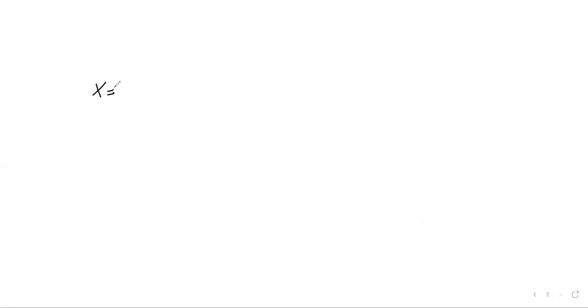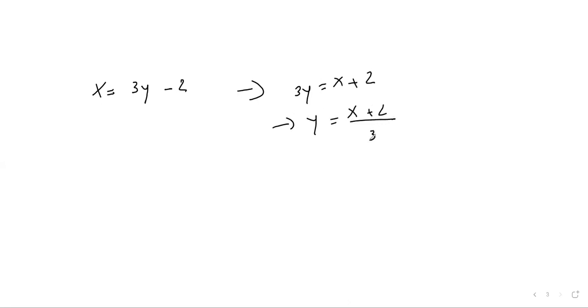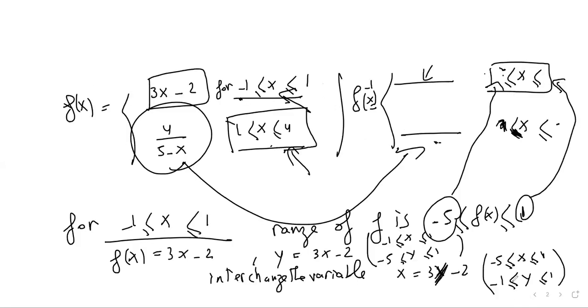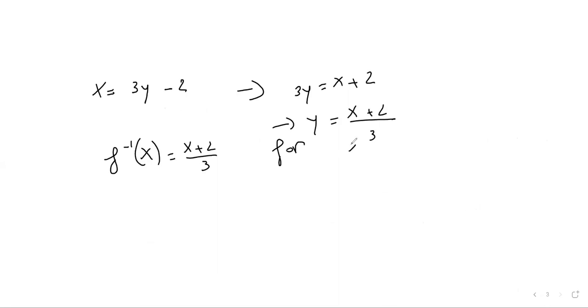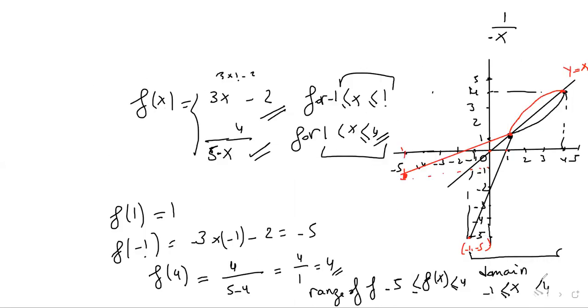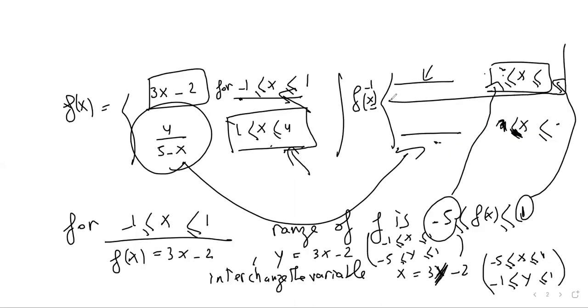Since I have x is equal to 3y minus 2, then 3y is equal to x plus 2, then y is equal to (x plus 2) over 3. So f^-1(x) is equal to (x plus 2) over 3, for x between -5 and 1. This is the first part of f^-1. I already did that. Okay, now I will get the expression of the second part.